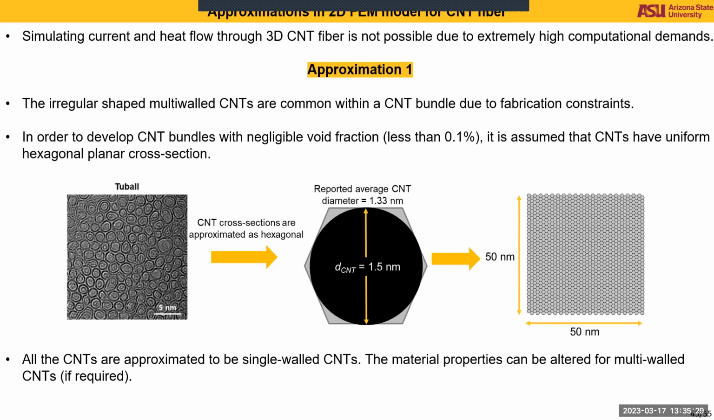The first approximation we make is that all the irregular shaped CNTs within the bundle are in hexagonal shape, and all of the CNTs are single wall CNTs. This allows us to basically reduce the model generation time and also allow us to control void fraction more easily.